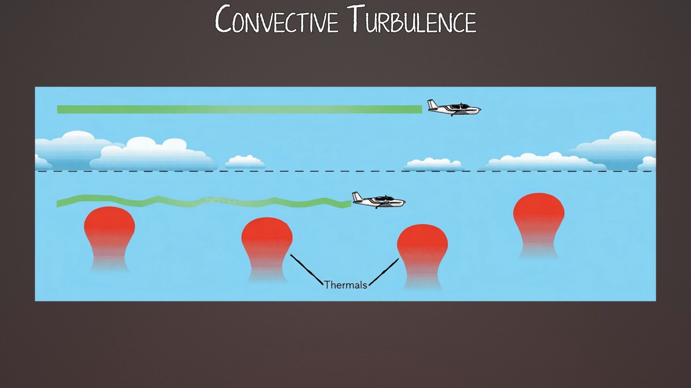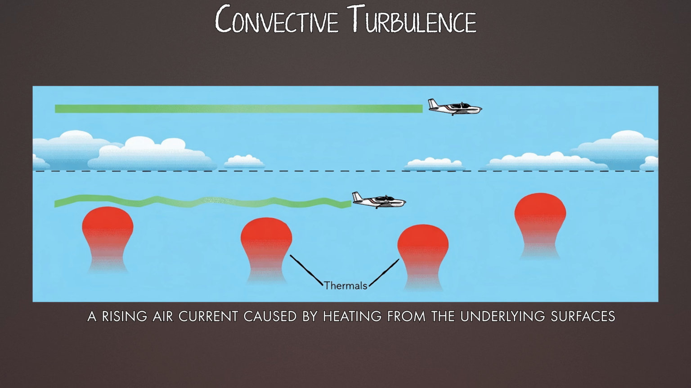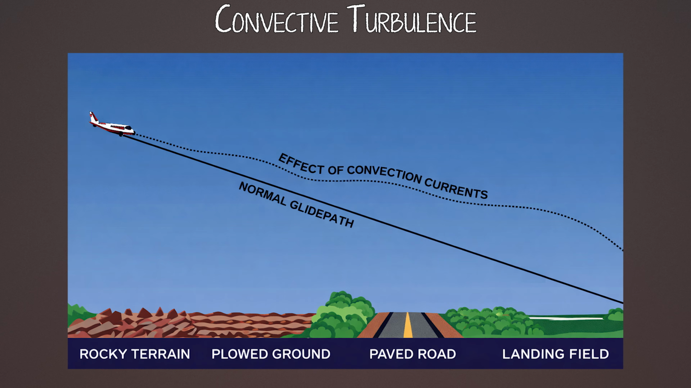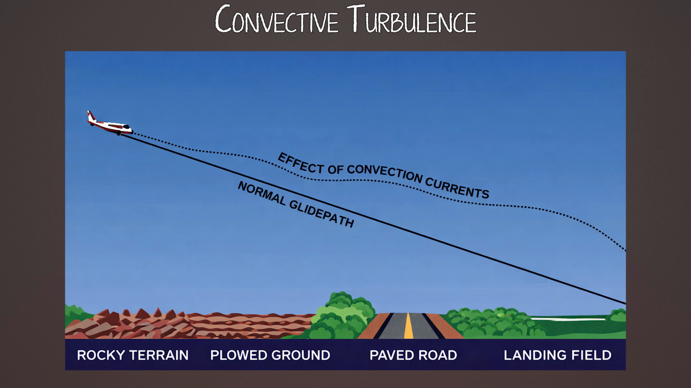Thermals, by the way, are defined as a rising air current caused by heating from the underlying surfaces. Unlike diamonds, thermals are not forever, and getting above them is usually doable. If there are clouds around, the turbulence stops above the tops of the clouds. That is, until you have to come back down and land, and then you're bouncing your way back to the runway. Most people don't think about sinking air.